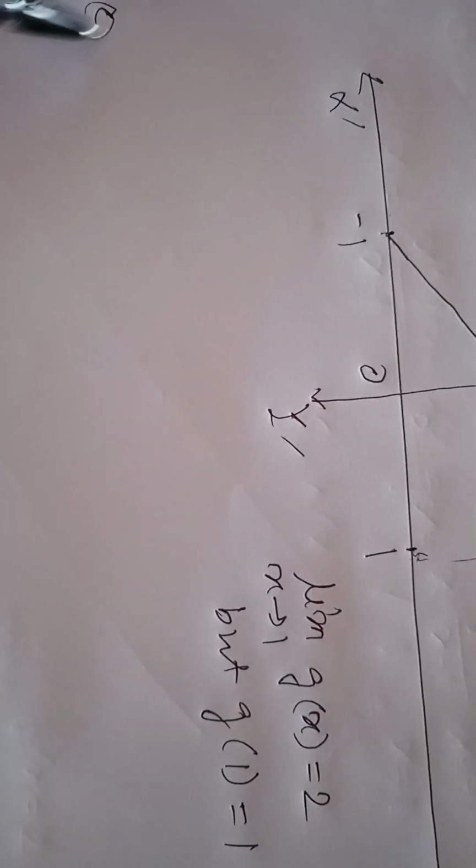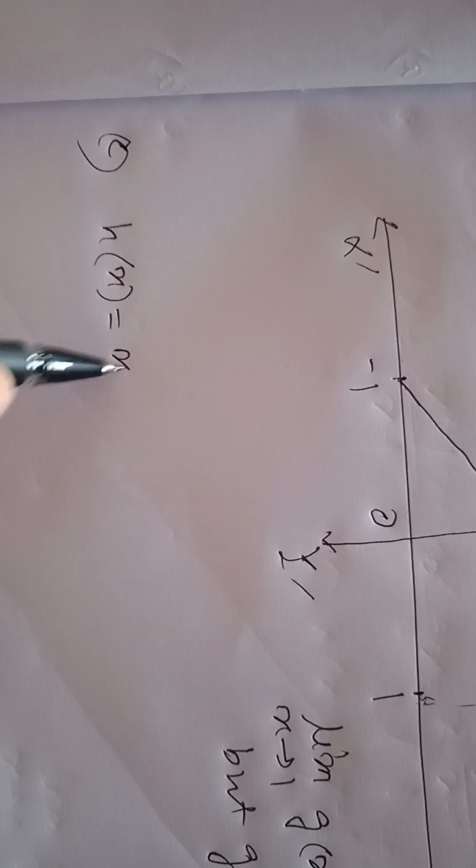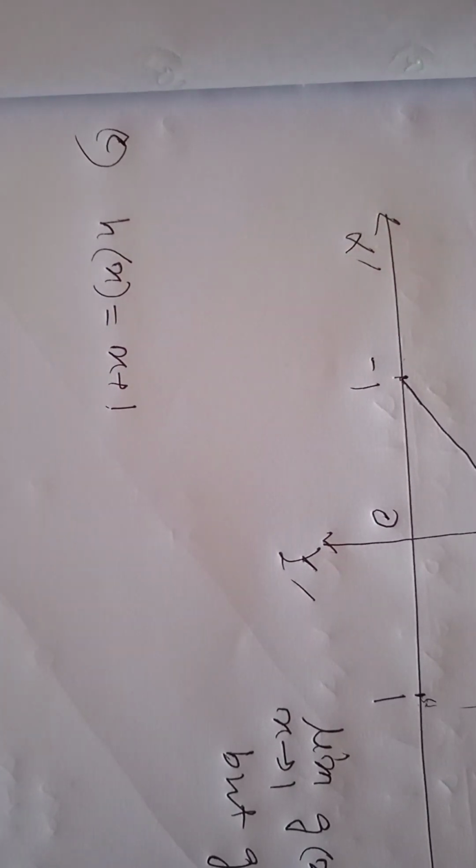Next come to function (c). What is given? h(x) equals x plus 1. Try to draw the graph of this function.